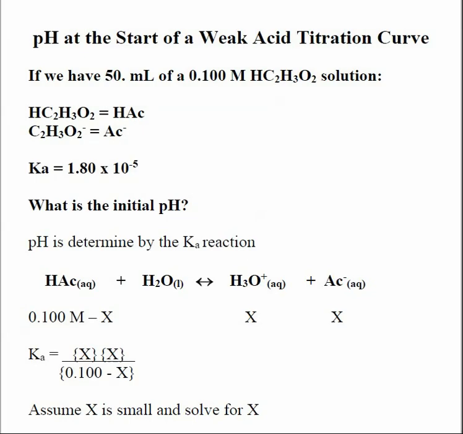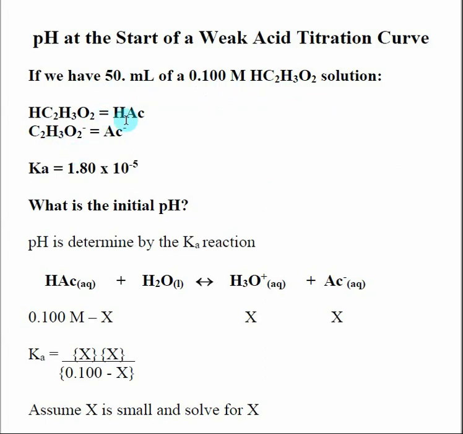So at the start of our weak acid strong base titration curve, the pH is going to be completely determined by the pKa reaction of our weak acid. So here we're going to start with a generic amount, 50 milliliters of 0.1 molar solution of acetic acid, and then in subsequent videos we'll be adding in our strong base to it. But right now we're starting, so we have not added in any strong base.